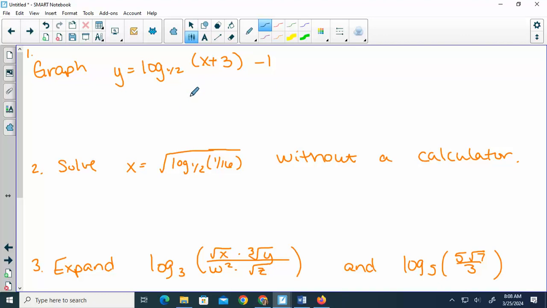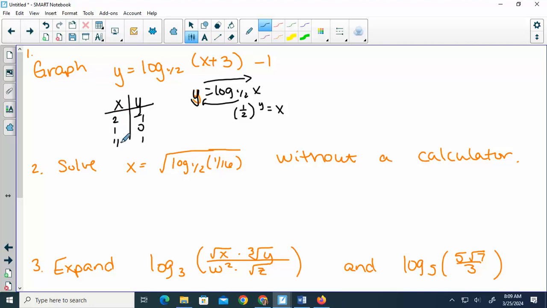What is the parent function? So if you change that to exponential, it means 1/2 to the y power equals x. So if we're making our t-chart with our 3 points, the y is the exponent. 1/2 to the -1 is 2. 1/2 to the 0, and 1/2 to the first.